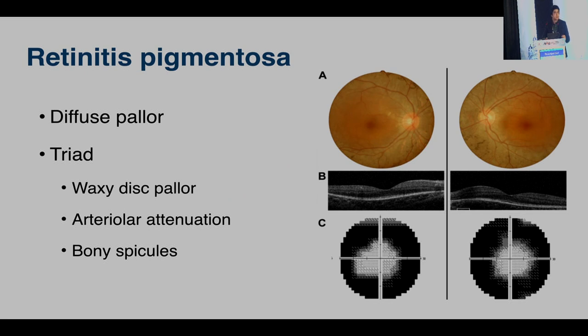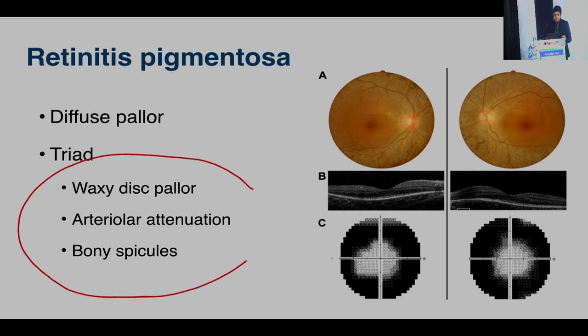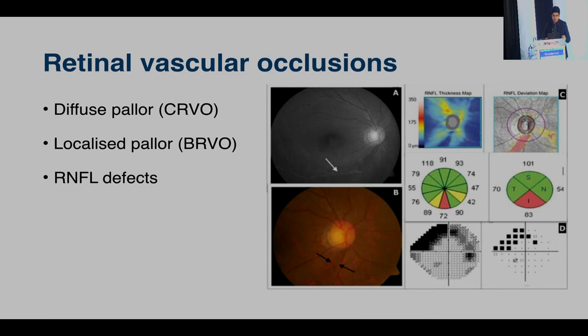So the easiest one is retinitis pigmentosa. Retinitis pigmentosa will ideally present with one of the three findings, but diagnostically, we all know the triad of waxy disc pallor, arterial attenuation, and bony spicules. Sometimes the glaucomatous field effect of a constricted field can confuse us whether this disease is glaucoma or not. However, the triad will always help us differentiate RP from any glaucoma.